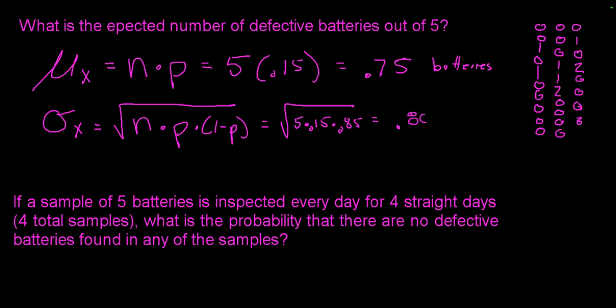And I believe that would round to 0.80 batteries for the standard deviation. Okay? All right, so here's the next question. If a sample of 5 batteries is inspected every day for 4 straight days, so we're going to look at 5 batteries on Monday, Tuesday, Wednesday, Thursday. 4 straight days, we're going to look at 5 batteries each day. So 4 total samples. What is the probability that there are no defective batteries found in any of the samples?